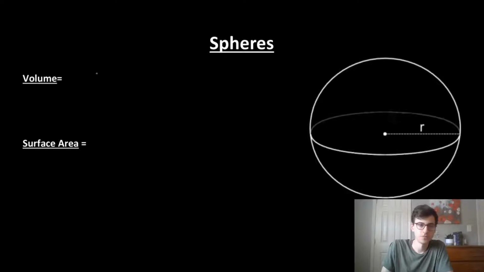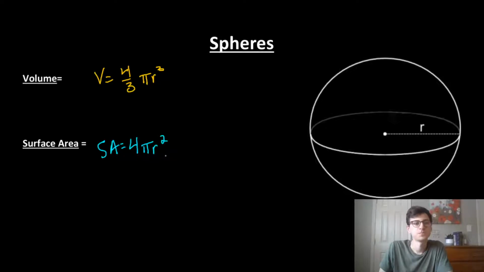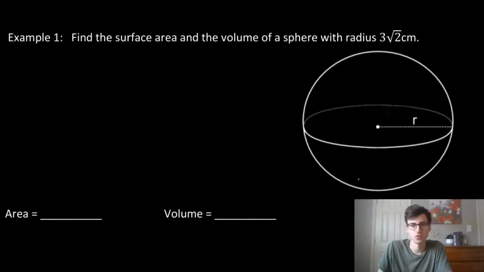The volume of a sphere is 4/3 pi r cubed. And the surface area of a sphere is 4 pi r squared. So the nice thing about spheres is that there's just one surface area, right? A sphere is one continuous surface, and so we don't have to worry about lateral surface area and total surface area.